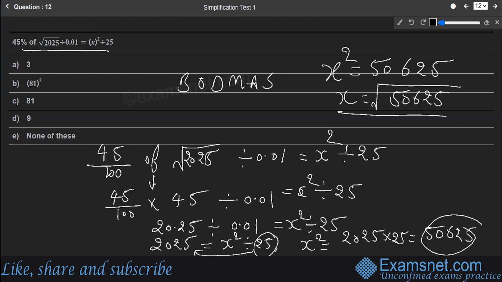And what is the under root of 50,625? This is the under root of 225. So the x value clearly comes out to be 225. Let us see where it is available. Now the x value is 225, so let us see the options available. Obviously the 225 value is not available anywhere, so we're going to stick to the option called none of these. That is, 225 is the answer and is not available, so we have written the answer as none of these.